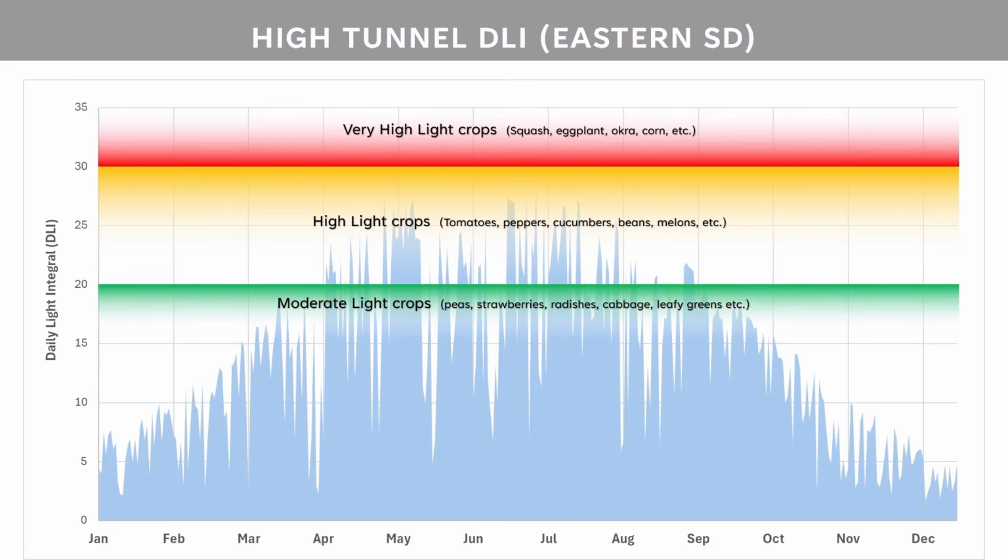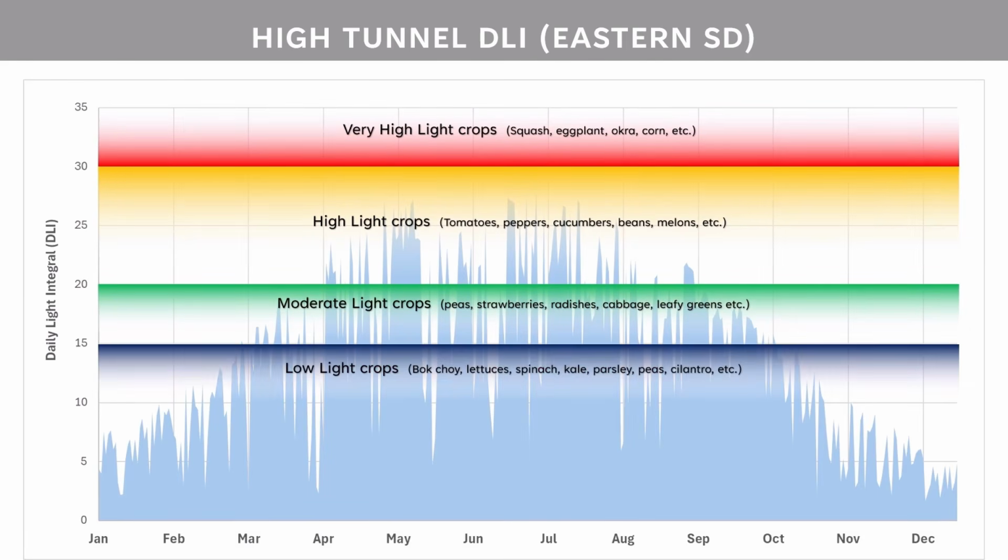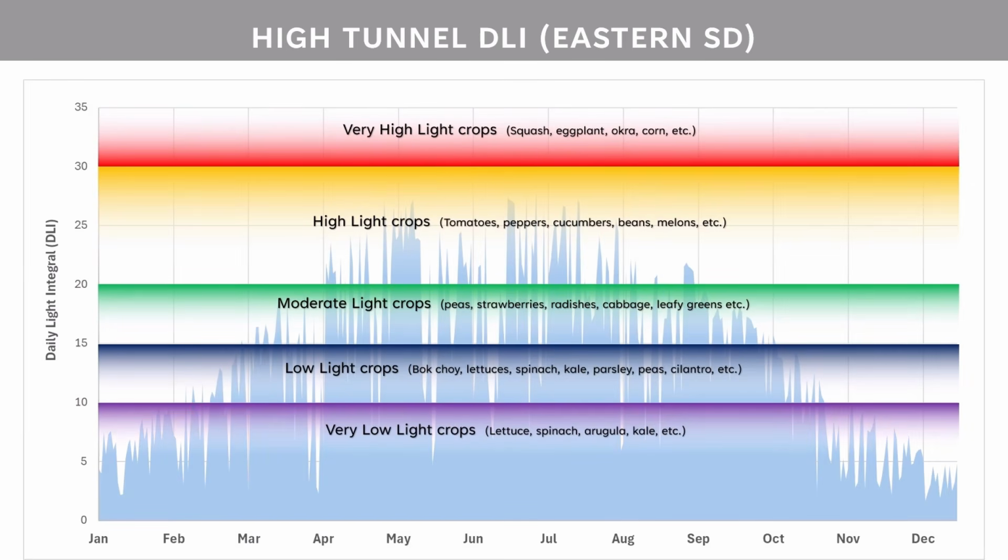Moderate light crops aren't quite as greedy. Many cool season or partial sun crops thrive with this amount of light, such as peas, strawberries, bush beans. Now, these low light crops start to shine, like bok choy, lettuces, spinach, kale, parsley, peas, and cilantro. As we get to the very low light region of 5 to 10, many of the options are the same, but yields will be much less.